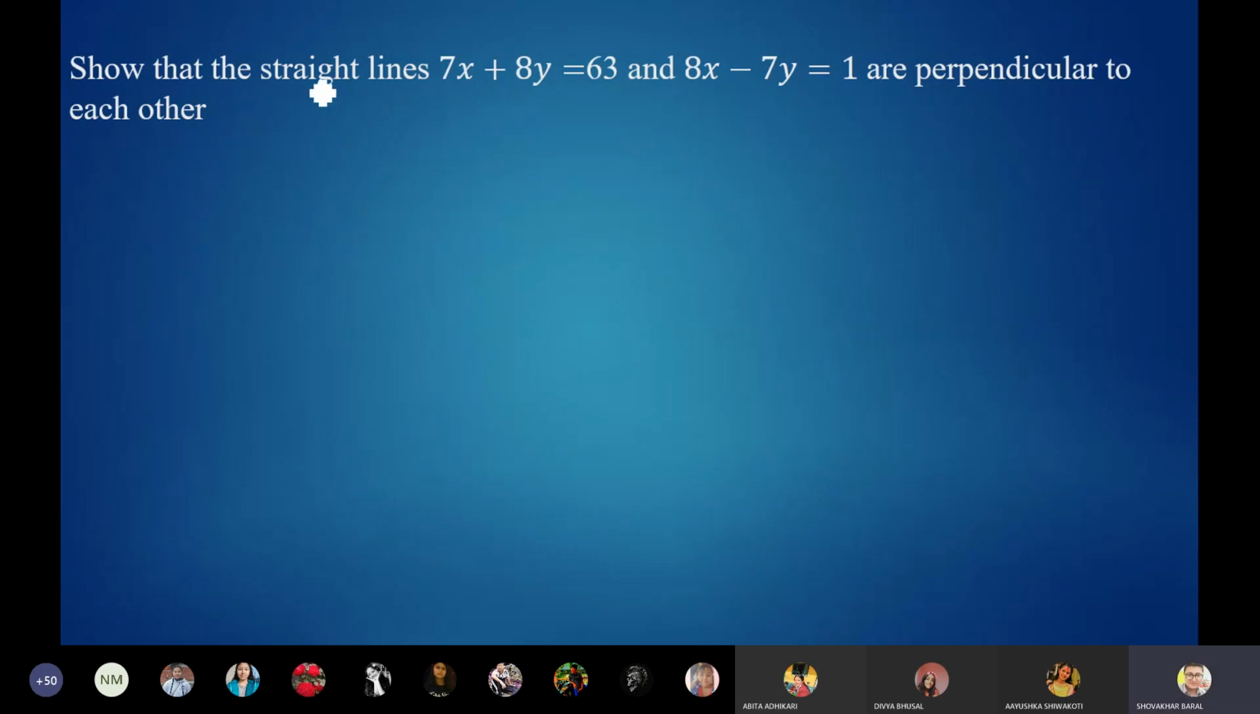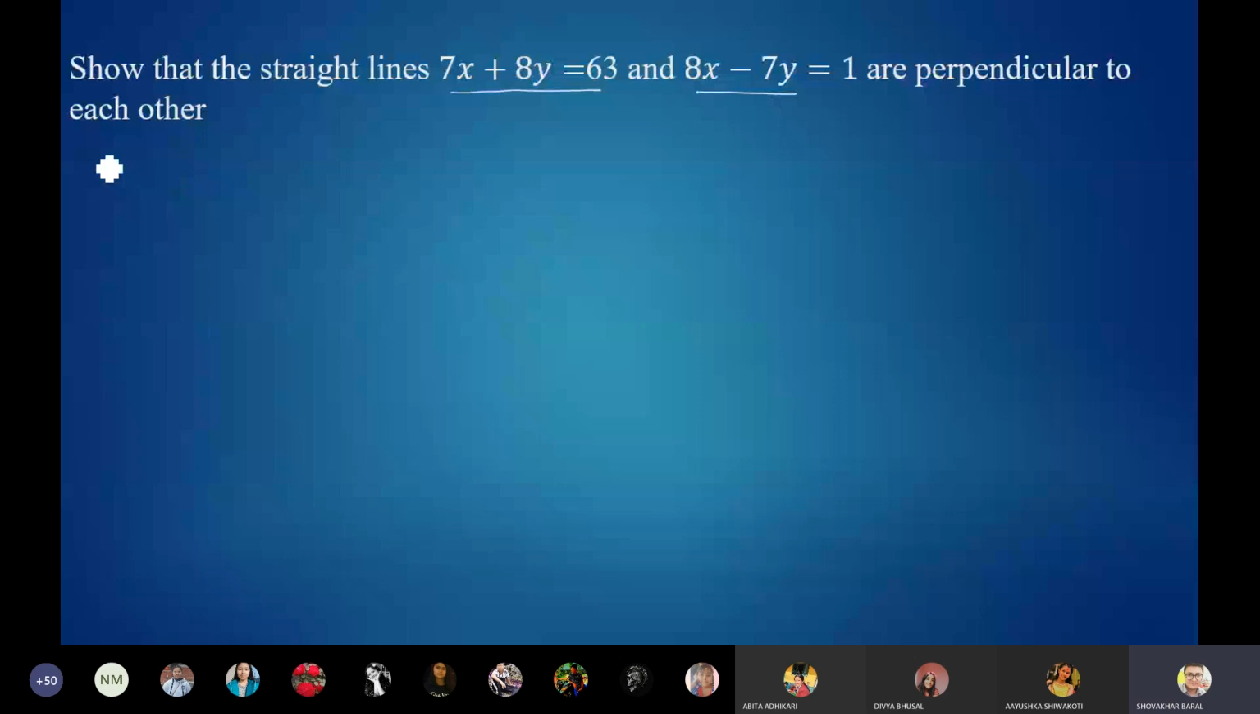Now, again, to check whether the straight lines 7x + 8y = 63 and 8x - 7y = 1 are perpendicular to each other, you need to find the slope of the lines first and multiply them. If the product is -1, then they are perpendicular to each other. If the product is not -1, then they are not perpendicular.